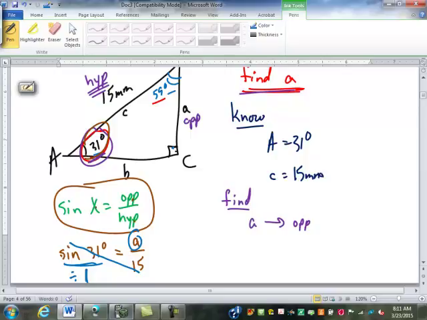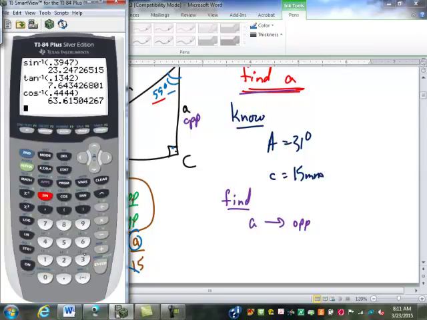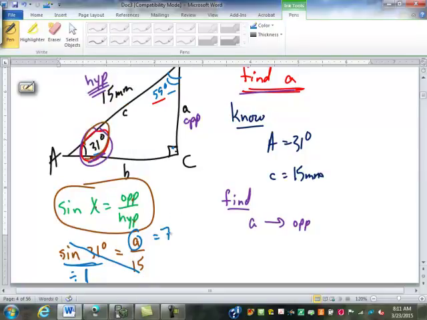So sine of 31, this is why we practice closing the parentheses. We have to make sure we do that here. Times 15 divided by 1. If you're lazy, you don't have to divide by 1. Now, usually we'll go to 3 or 4 decimal places on the sides here. Let's go to 3. We'll go 7.726, it looks like. So A up here is 7.726 millimeters. Everybody get that to work?